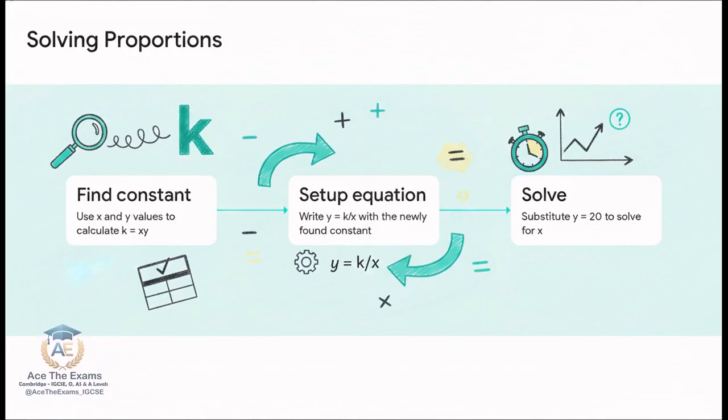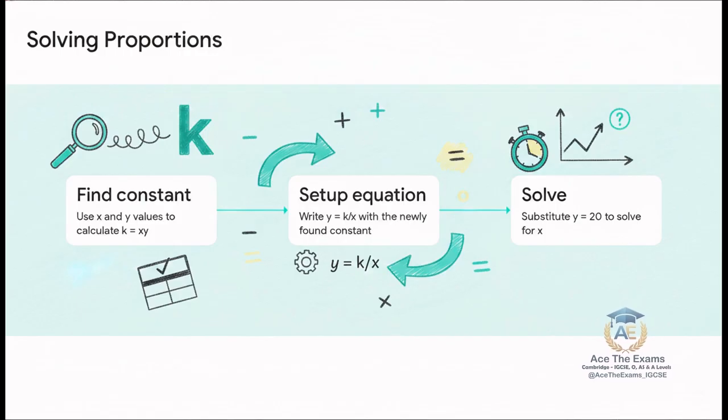For the final step, the question asks, what is x when y is 20? We plug 20 in for the y variable, 20 equals 32 over x. Rearrange it algebraically to x equals 32 divided by 20. Simplify that down and you get exactly 1.6. That is a perfect, logical, stress-tested, full-mark answer.